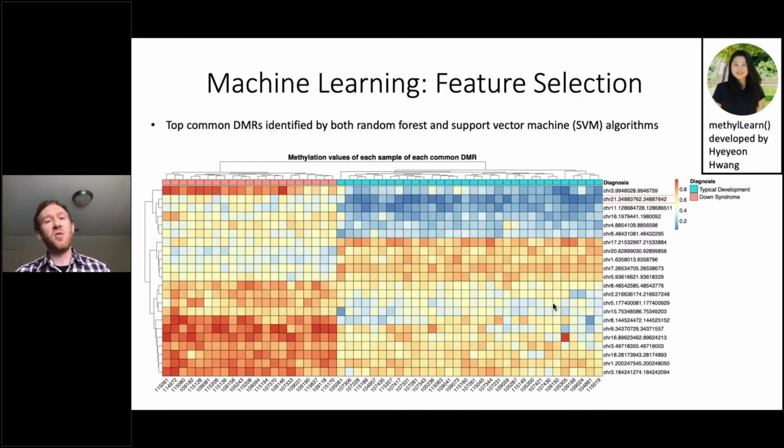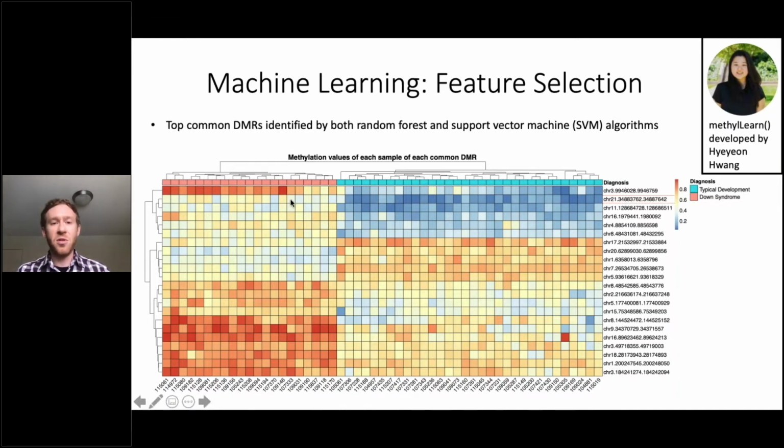Finally, even though we had over 3,000 DMRs, we wanted to perform machine learning feature selection to see if we could refine this list further, since this might be ideal for future follow-up studies and creating a smaller panel to sequence the key areas that we're finding. So in this approach, we take the top common DMRs identified by both the random forest and support vector machine learning algorithms. And over here, you can see a heat map of the clustering of the samples.